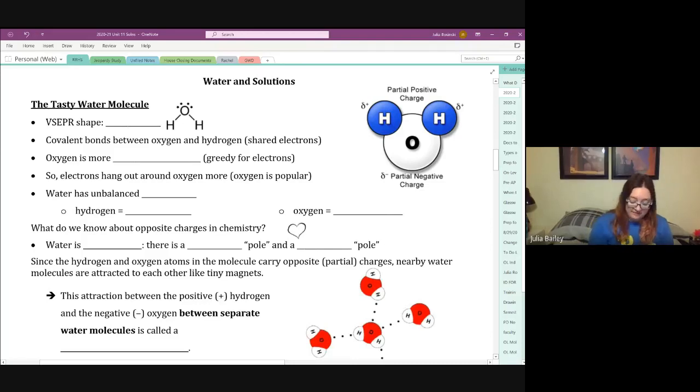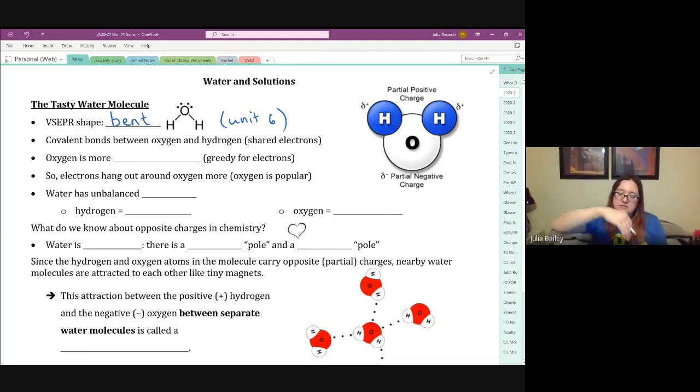It's got a VSEPR shape of bent. That's back from Unit 6. Basically, the idea was that it's bent. It's like a straight line that you bent. And that actual shape ends up being important, that it's got this kind of V shape to it, because that ends up being a big part of how water molecules interact with everything else in the universe, basically.